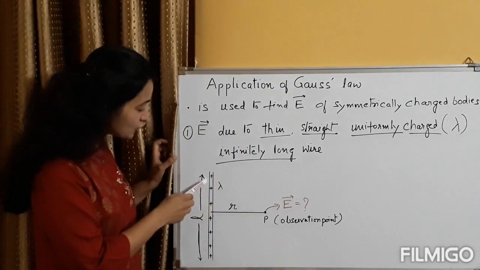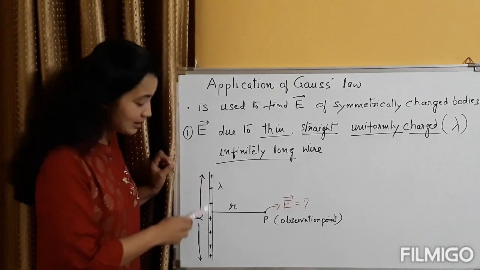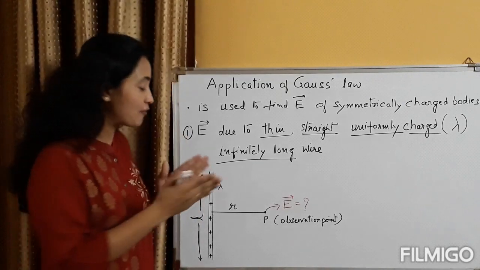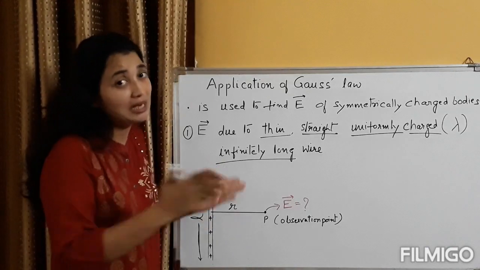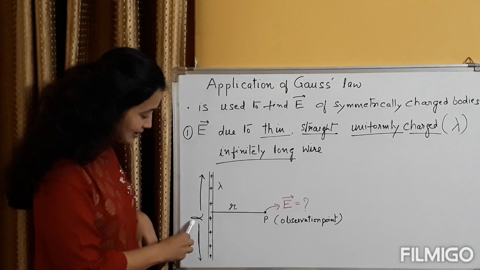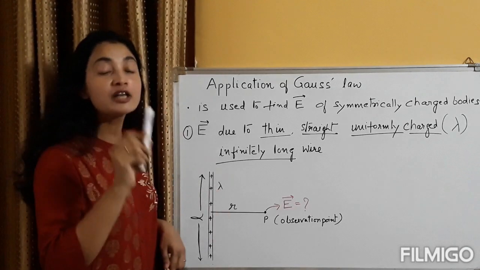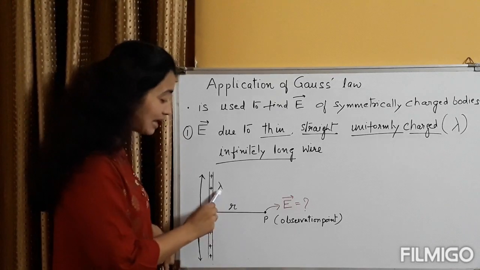Can you see the situation? This is a charged wire, infinitely long. For convenience, we have taken it positively charged. You can have it even negatively charged also. Now, the length of the wire is L. The charge density, the charge per unit length, is lambda.